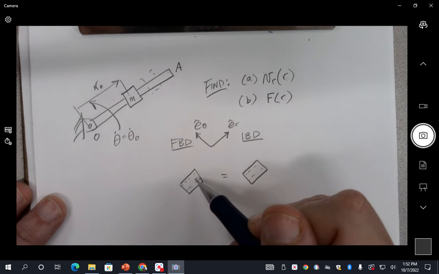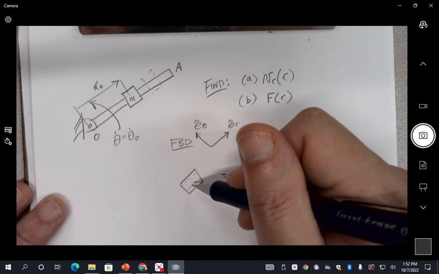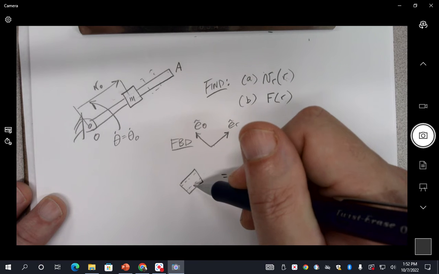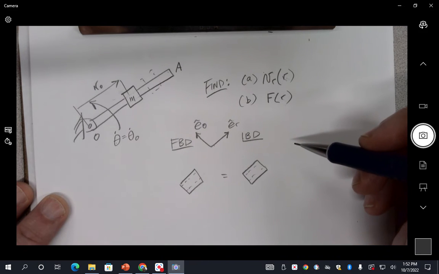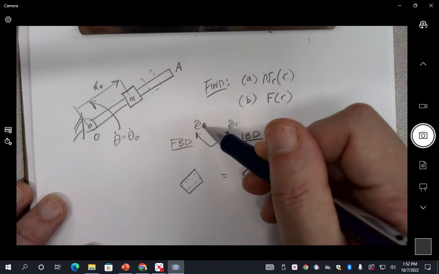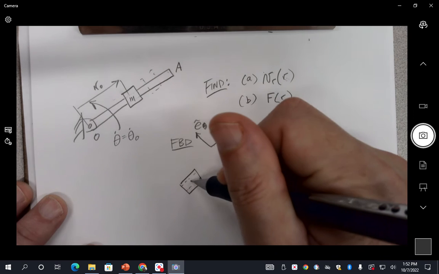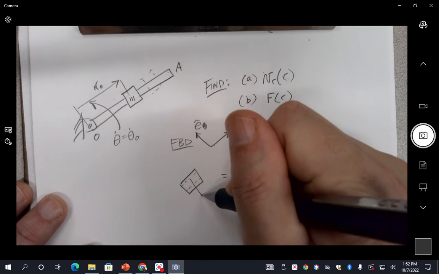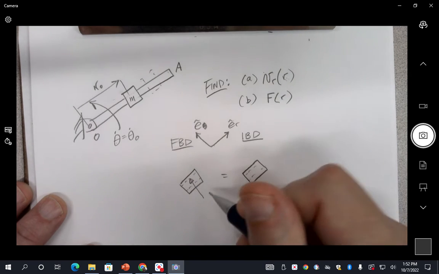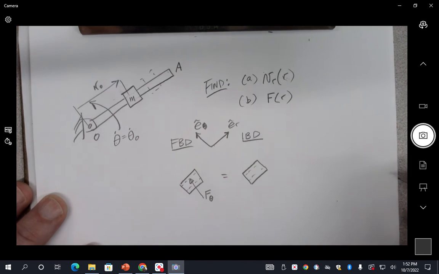And there's no friction. So the only force on this is going to be in the transverse direction, let's call it the theta direction. There should be a theta, not a zero. And this is the bar, so we call it F theta if we want to, but it's the only force that's acting onto this.